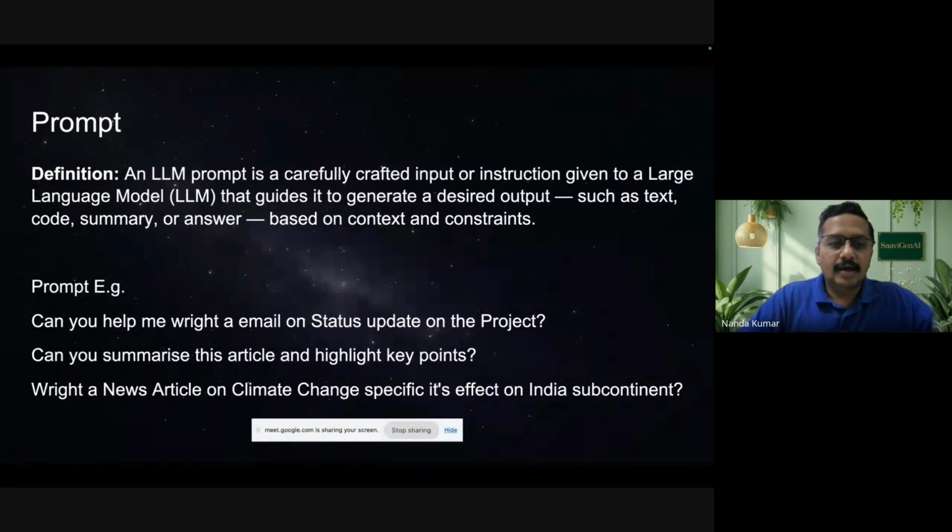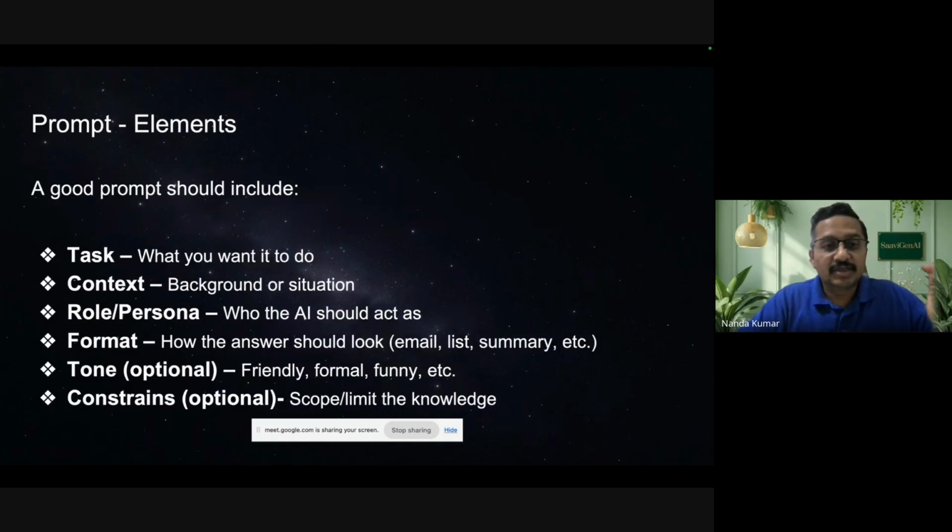Okay. And the definition is there. I'm not going to go into the details of the definition. So within the prompt, you have different elements, right? When you communicate with somebody, you will have some intent in what you're talking to them. So my intent of talking to all of you is to transfer the knowledge. Whatever knowledge I gain, I'm transferring it.